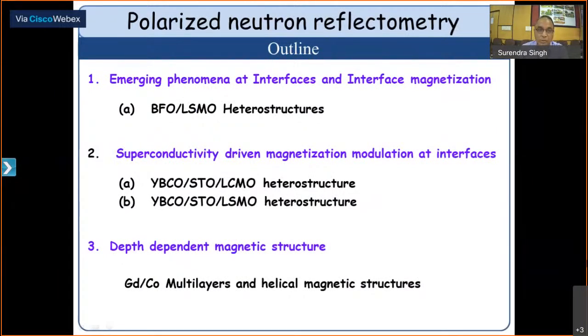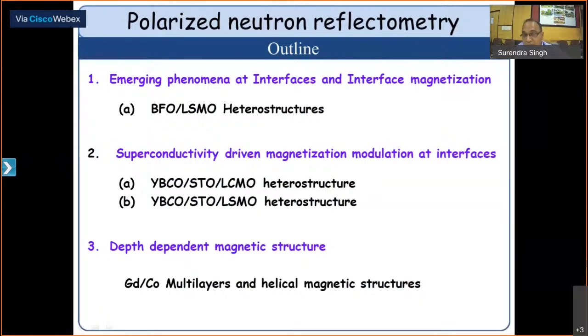Okay, today's course. So first, we'll see because this technique, as you know, is very sensitive to the interfaces, and as I said, it is a very unique technique to get the depth profiling of thin films and magnetic thin film multi-layers. So nowadays, people are talking about these interfaces where you are getting emerging phenomena, like if you have two oxide layers which are insulating, and at interfaces you are getting high conductivity.